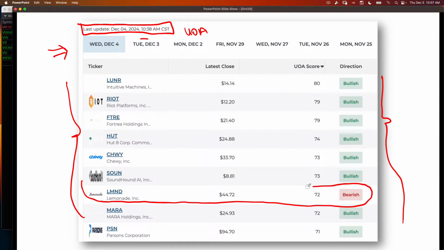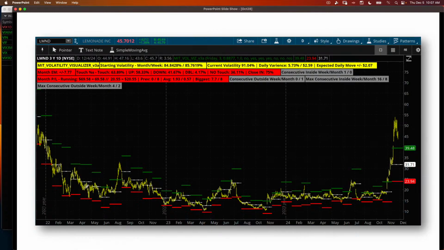Lemonade was the only name yesterday that wasn't bullish. Not enough to do a full trade, but that's interesting. Let's look deeper into it. So I looked at Lemonade.